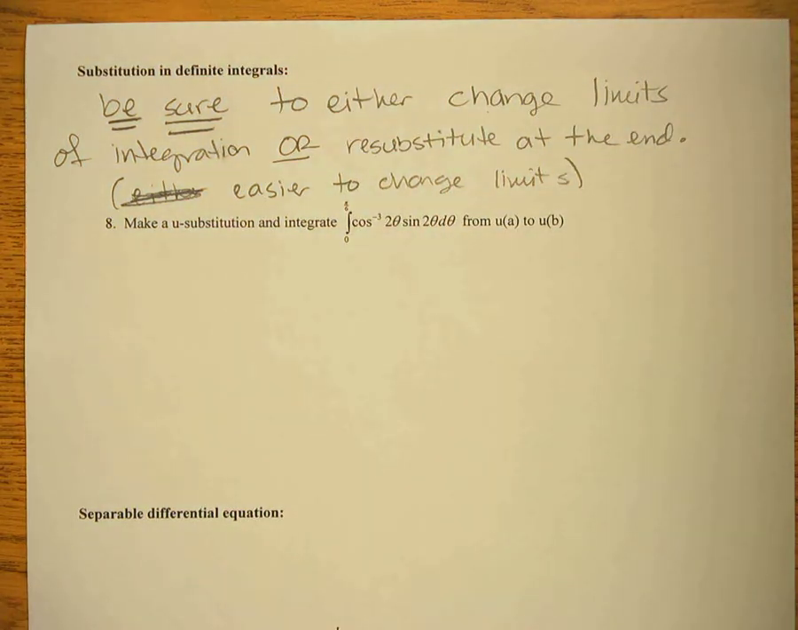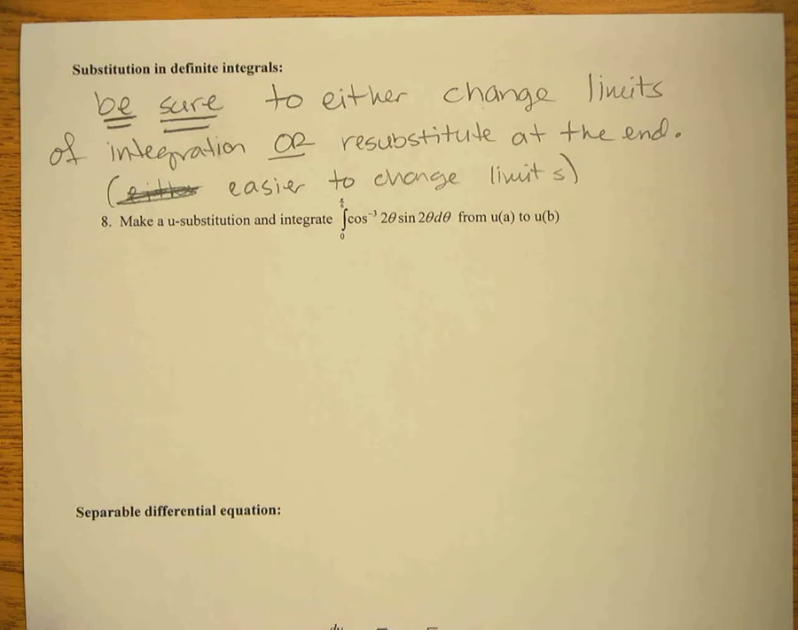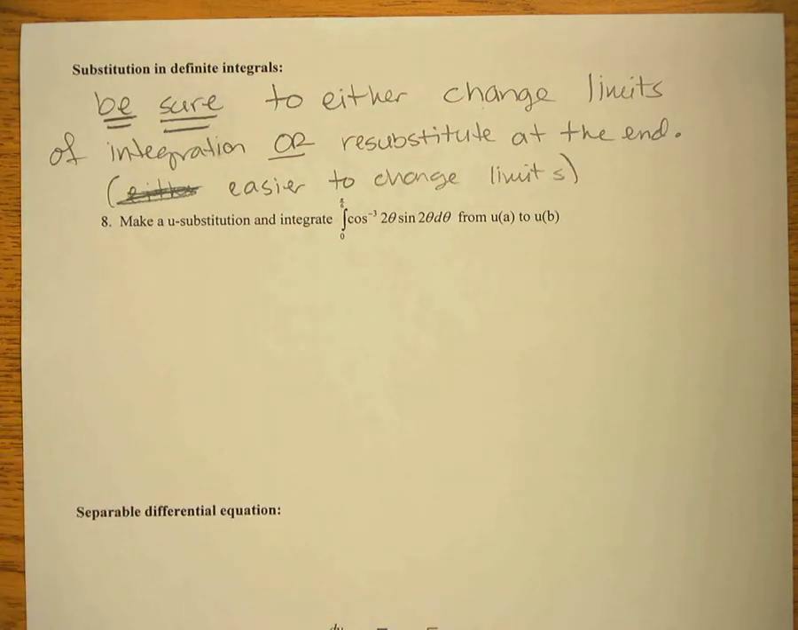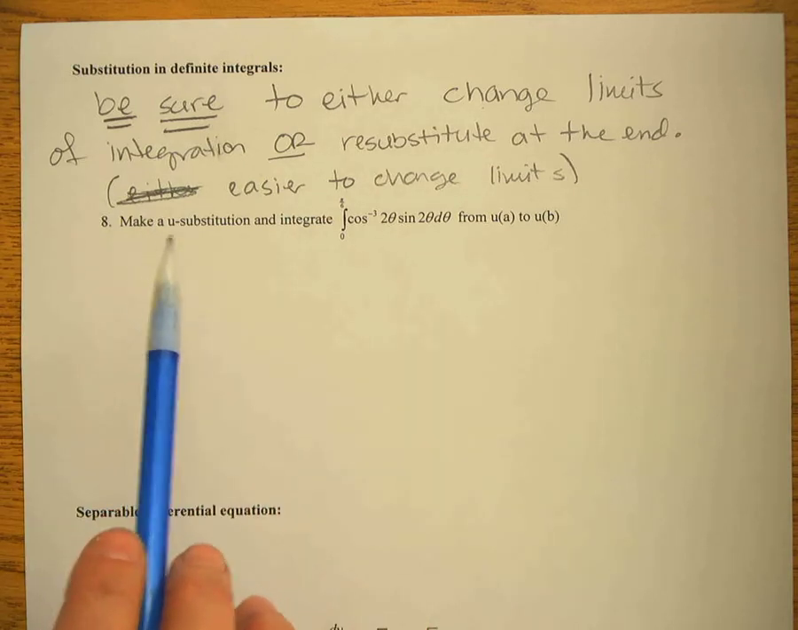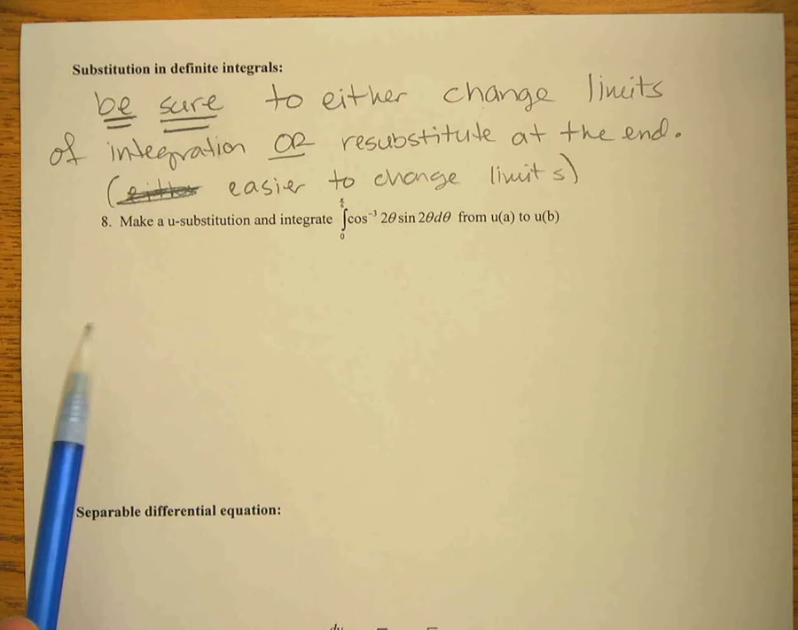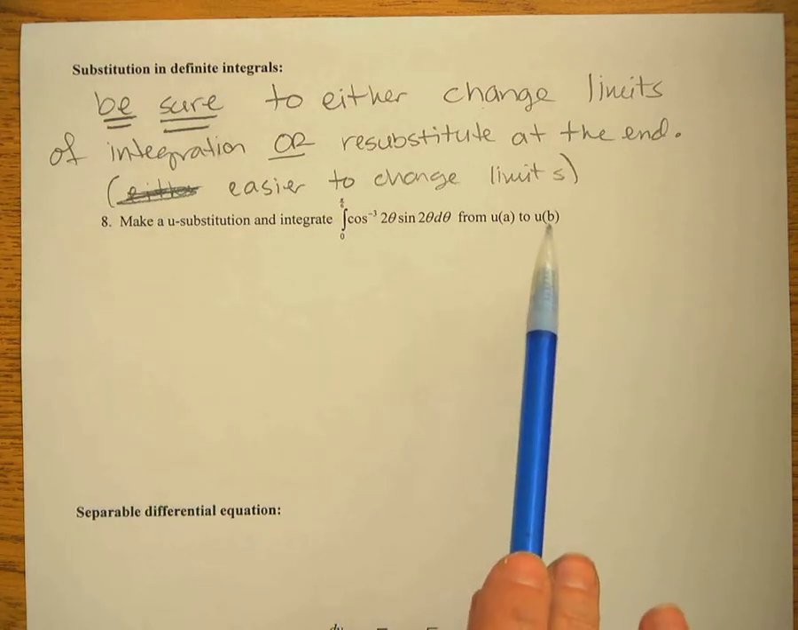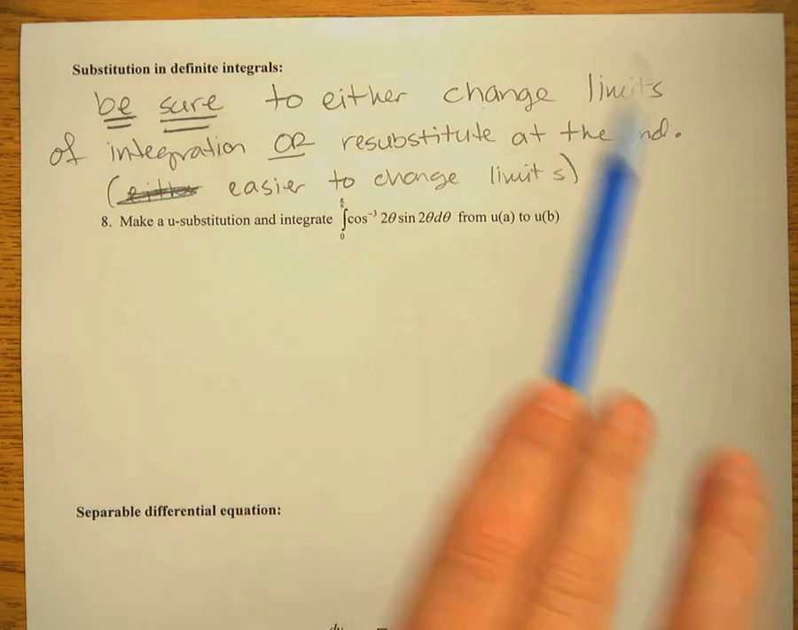Okay. So for number 8, I just took this verbiage from the book so that you could get familiar with what the book says so you can understand it. It wants you to make a U substitution, which basically means do what we've been doing and integrate from U of A to U of B. I'm going to show you what that is in a second. That's when you change the limits of integration.